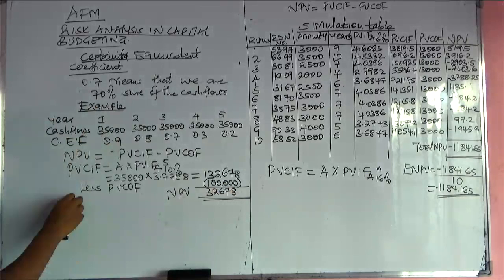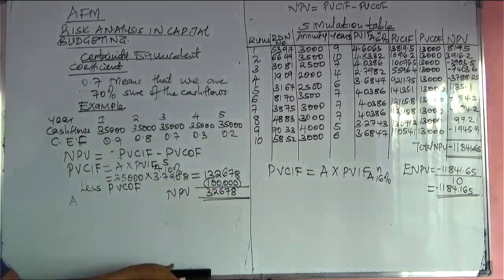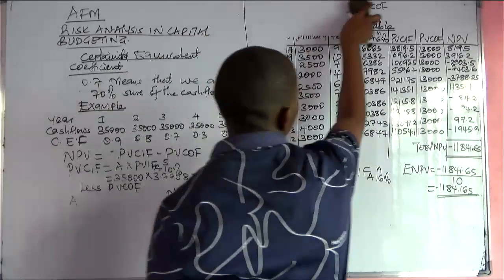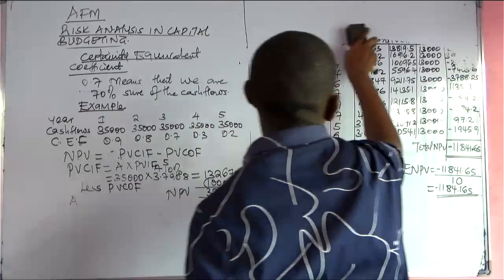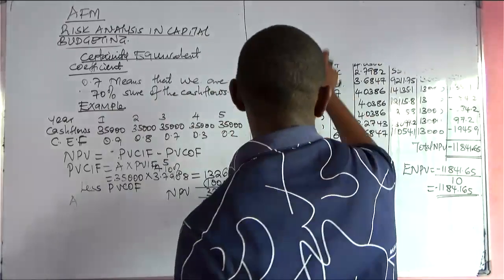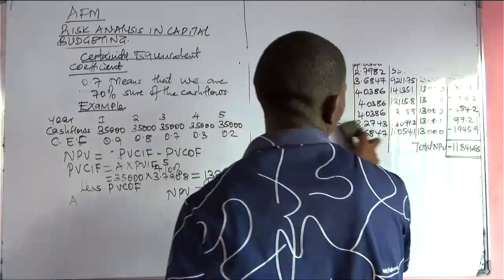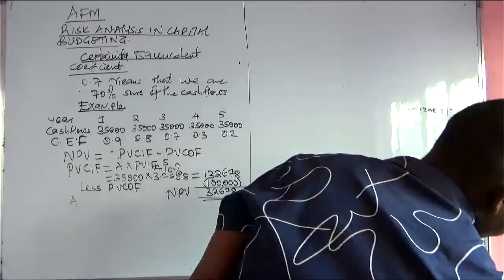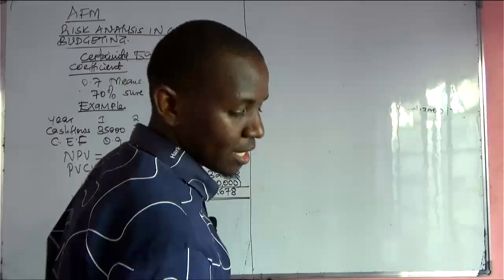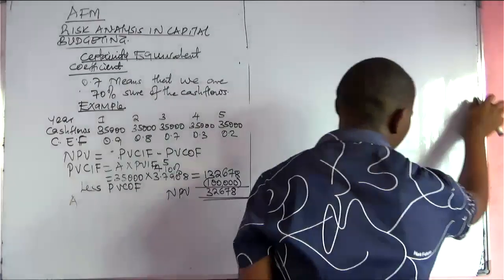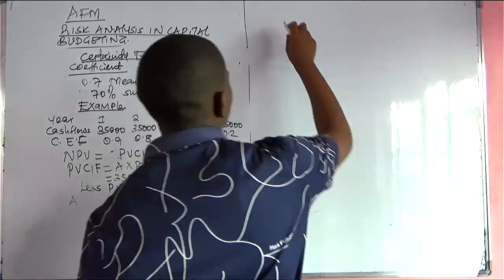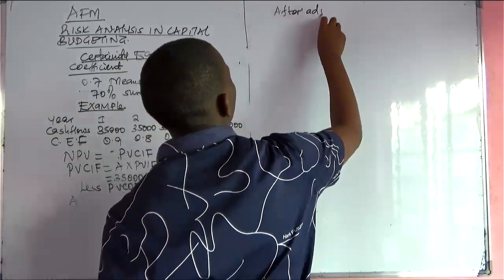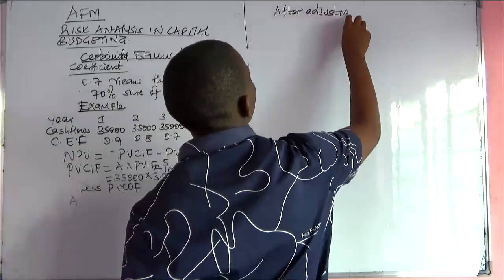Now, after adjustment is when you adjust the cash flows. And in this case, because we are very sure, it means that the cash flows are what? Risk-free. And therefore, since they are risk-free, we discount them using the risk-free rate. So I will have after adjustments, and I will also look for the NPV.